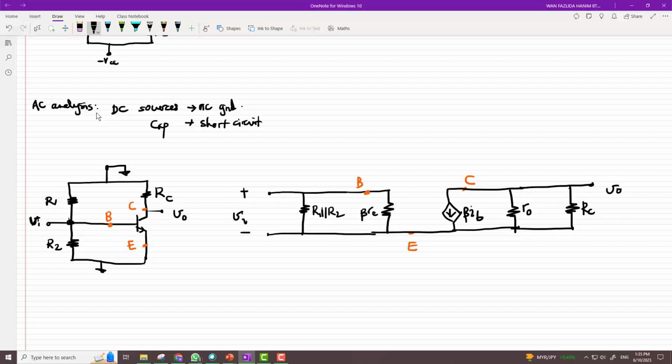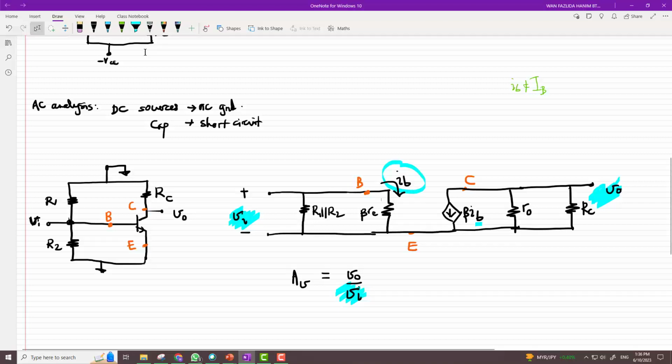Here I have beta IB. This small IB is also not the big IB in AC analysis. Word of caution: IB is not the same as IB of DC current. The voltage gain is V out over V in. So we will be finding an expression for V out, which is at the output terminal here, that consists of the term IB. And then we will also have V in here, which also has the term IB. So IB, even though we write it down, just gets cancelled.